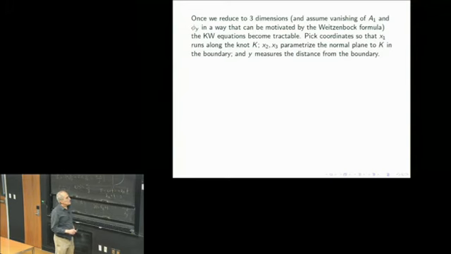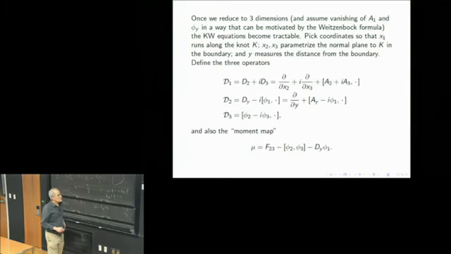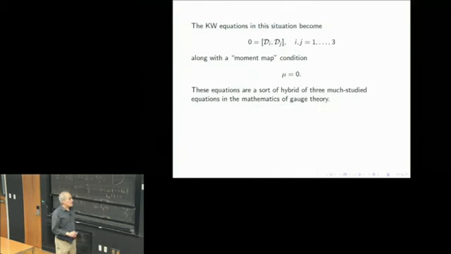So I'll assume that x1 runs along the knot, x2 and x3 parameterize the normal plane to the knot, and y measures the distance from the boundary. Then you do something very funny. You introduce 3 differential operators, 2 of which are of degree 1 and 1 is of degree 0, and also a moment map. And the KW equations in this situation say that the operators commute and the moment map vanishes.